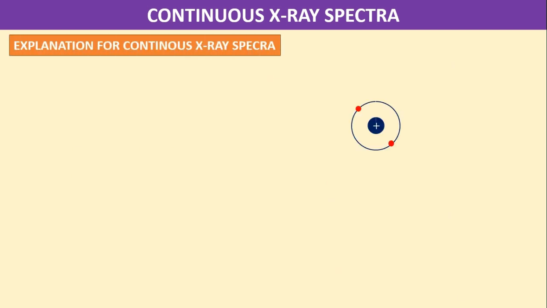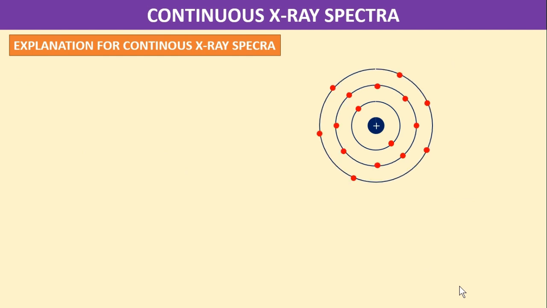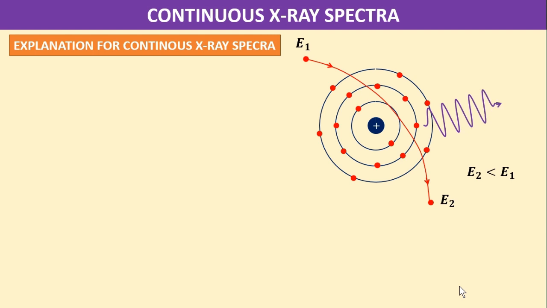Explanation. Here you have a nucleus, first orbit with 2 electrons, second orbit with 8 electrons, and third orbit with a few electrons. In this target material, an electron goes. As it goes, its initial energy is E1, final energy is E2. The E2, the final energy, is less than the initial energy. The loss in energy appears in the form of a photon of energy h nu, which is equal to E1 minus E2, the energy of the emitted photon. Let us go for the detailed explanation.